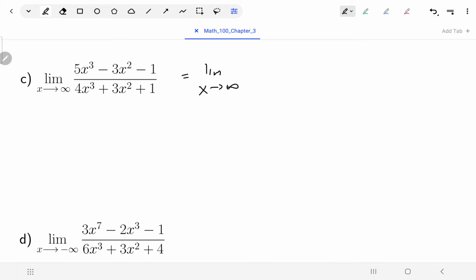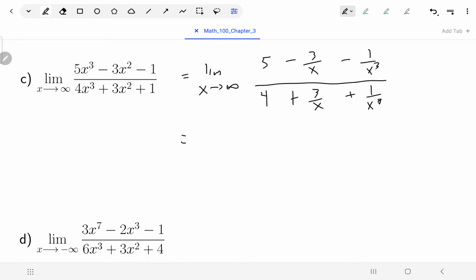So if I divided everybody by x cubed, I would have 5x cubed divided by x cubed, 3x squared divided by x cubed would simplify to 3 over x, 1 over x cubed. I'd have 4x cubed over x cubed, which would give me just 4, 3x squared over x cubed, which would be 3 over x, and 1 over x cubed. And again, I can see that the limit exists for the top. In fact, for the top, the limit is just 0. The limit is just 5 minus 0, which is 5.